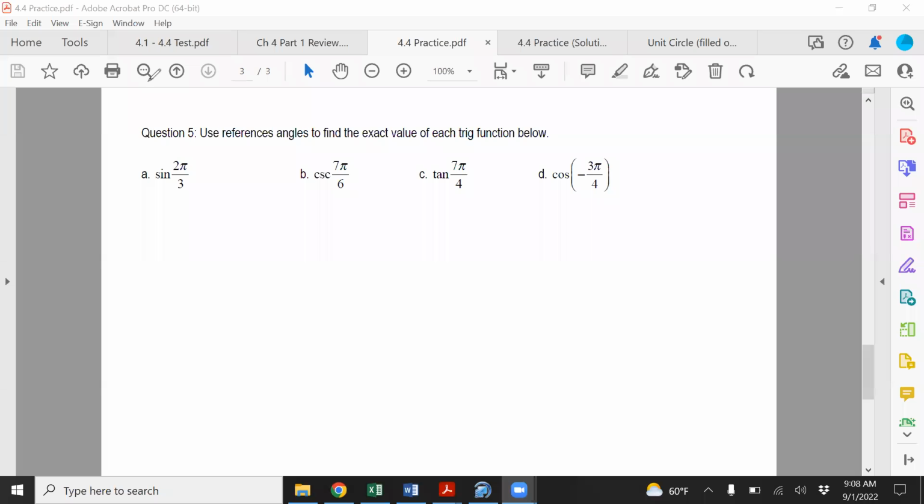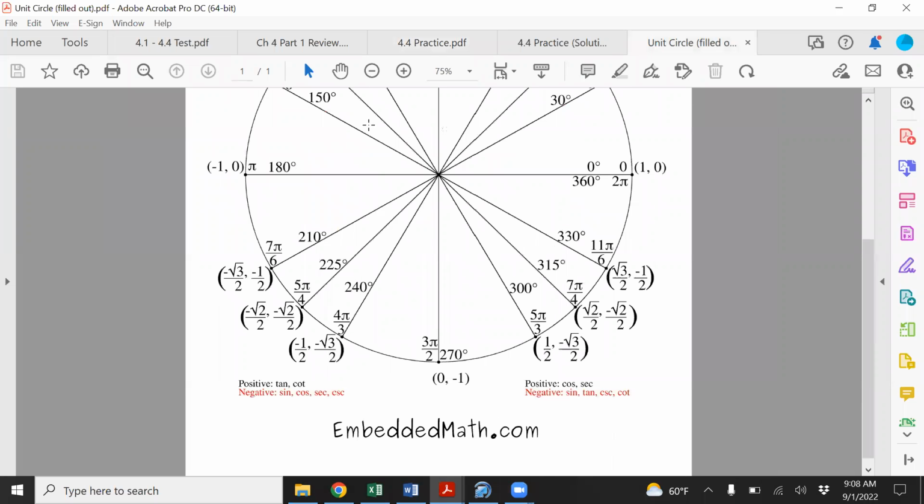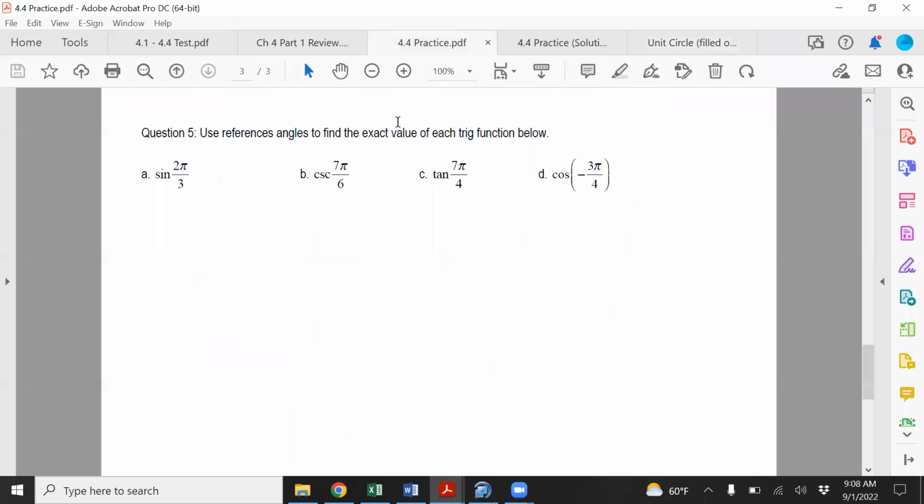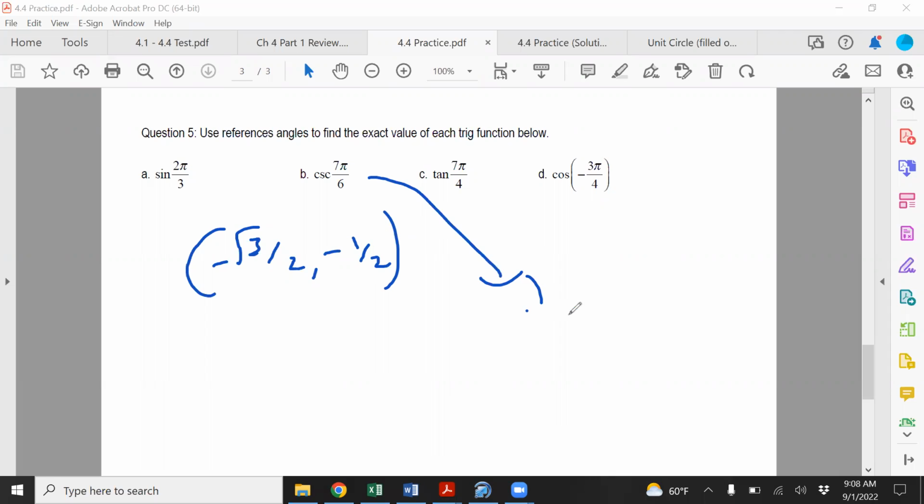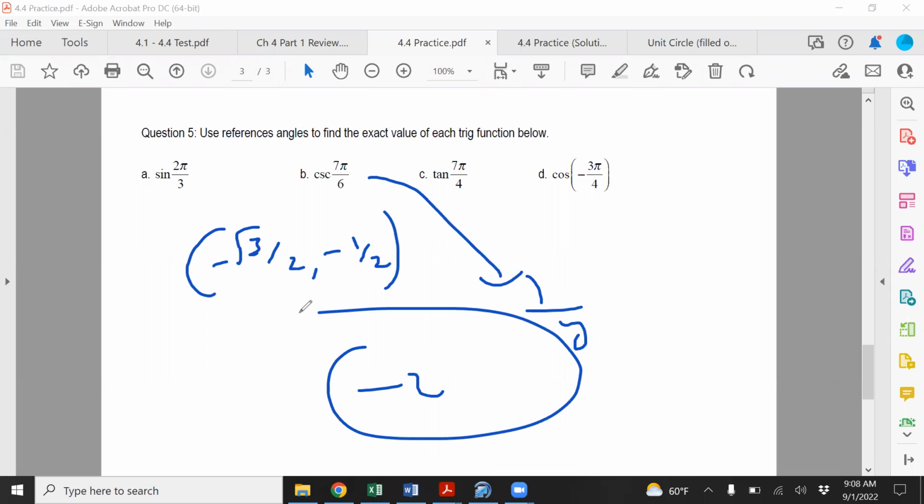7 pi over 6, right? Where's 7 pi over 6? Right here. Where are the coordinates? Right there. So 2 negative coordinates. One's root 3 over 2, one's 1/2. But both are negative. So you've got negative root 3 over 2 and -1/2. Perfect. Cosecant is 1 over y, so -2. Boom, done. That's what you do there, because cosecant is 1 over sine, right?